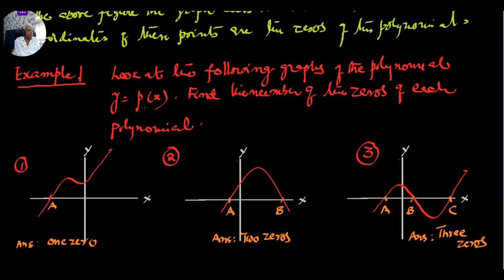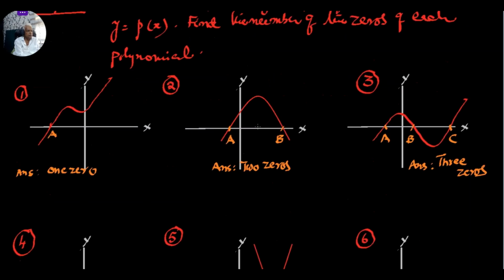Now, we will go into the example given in your textbook. Example 1. Look at the following graphs of the polynomial y equal to p(x). Find the number of zeros. You see the graph and tell me how many zeros are there for this polynomial. This red one is the polynomial. Number 1 is this, right? First problem. It is cutting the x-axis at only one place, at A. So there is 1 zero, that is the answer.